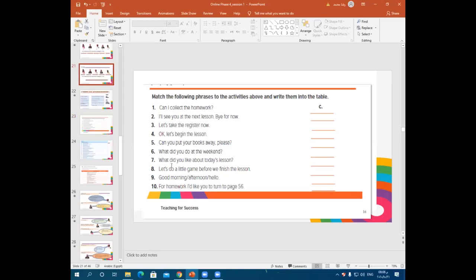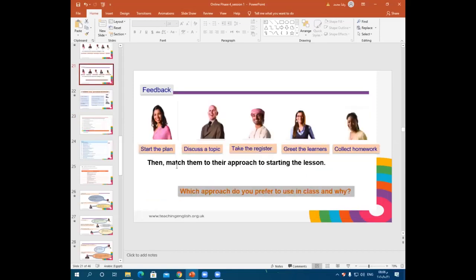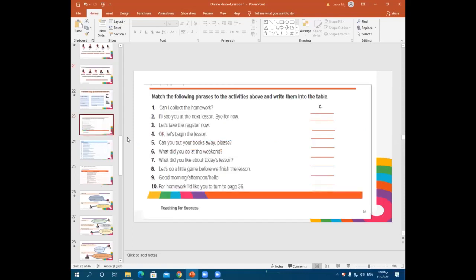Here are the approaches. Discuss a topic, taking register, greeting the learners, collect homework, and start a plan. Which one of these? Collect homework. Okay, if you want to say collect homework, okay. So, and what else? Can we say it as starting a topic? To put the books away and start listening or start writing something again?